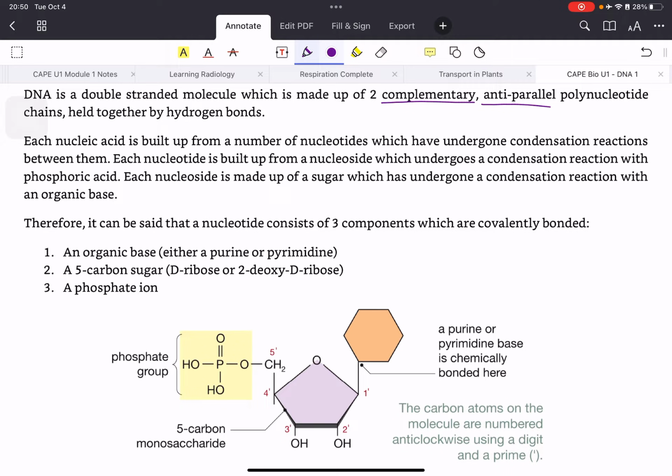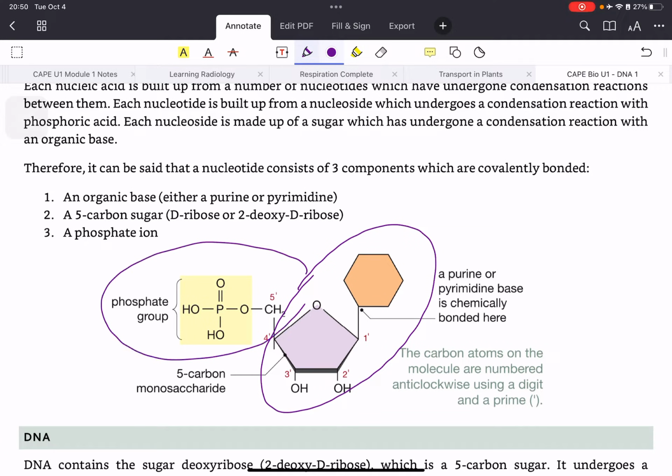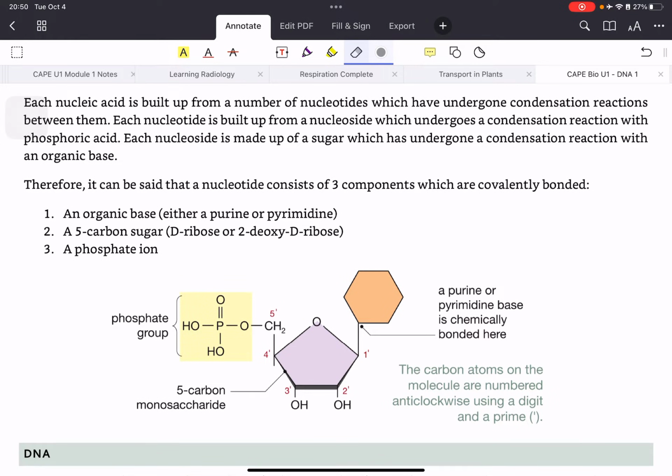This is a more professional drawing of a nucleotide. So each nucleic acid is built up of a number of nucleotides, and each nucleotide is built up from a nucleoside plus a phosphoric acid. So these 2 molecules here are called the nucleoside, and the nucleoside is bonded to the phosphate group to make the nucleotide. So the nucleoside then is simply the sugar and the base.